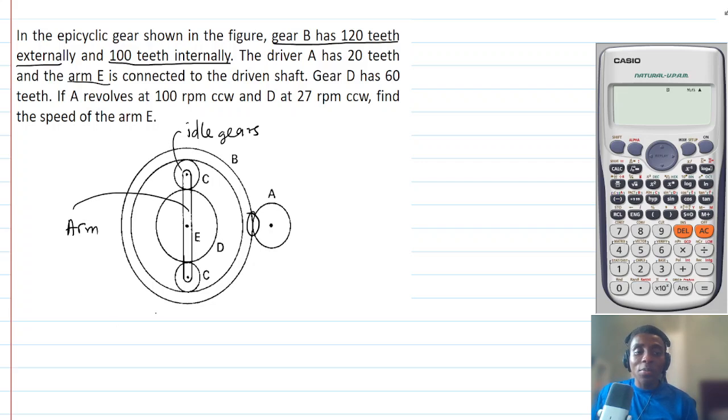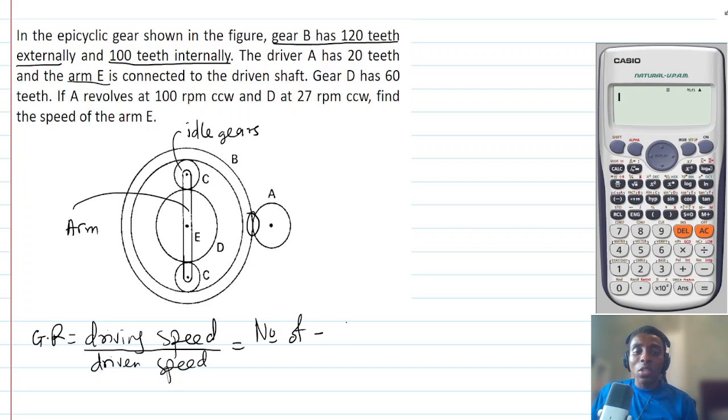Right, let's start from B. Gear ratio is always driving speed divided by driven speed. But in terms of number of teeth, it's the number of teeth on the driven, all divided by the number of teeth on the driving.